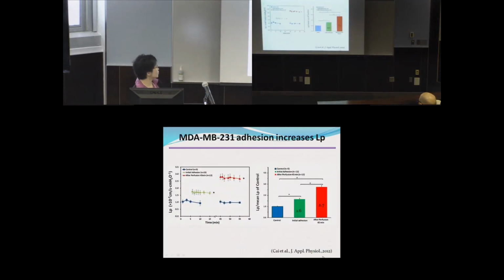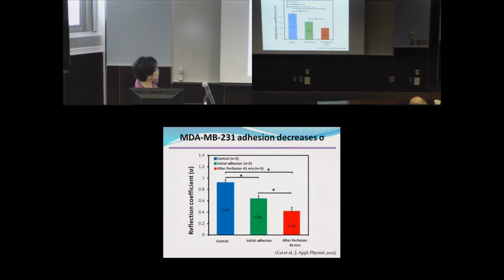So we find this tumor cell adhesion can increase hydraulic conductivity LP. Here I show you, this is the normal one without tumor cell adhesion. This is when a tumor cell just adheres, initial adhesion, just one tumor cell on a 100 micron microvessel segment, and the hydraulic conductivity increased by 1.6-fold compared to the control. After 45-minute perfusion, we remeasure. The LP increased by 2.7-fold. Okay, this is for LP.